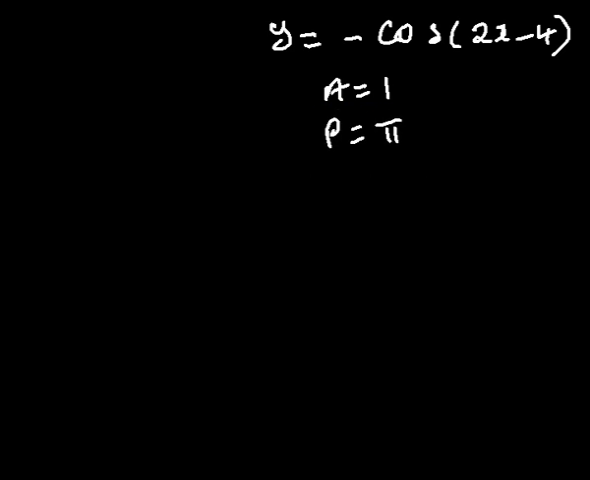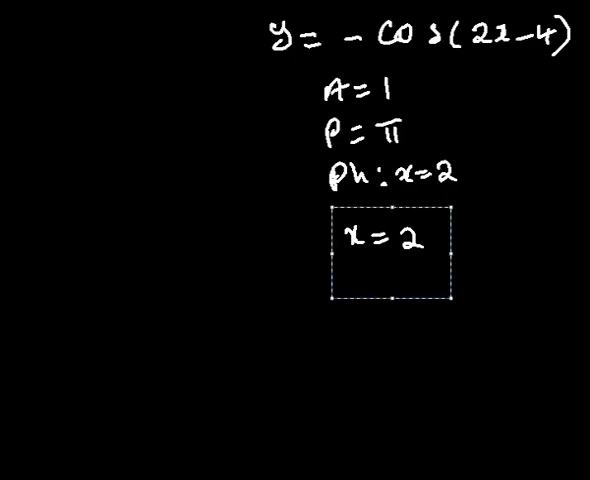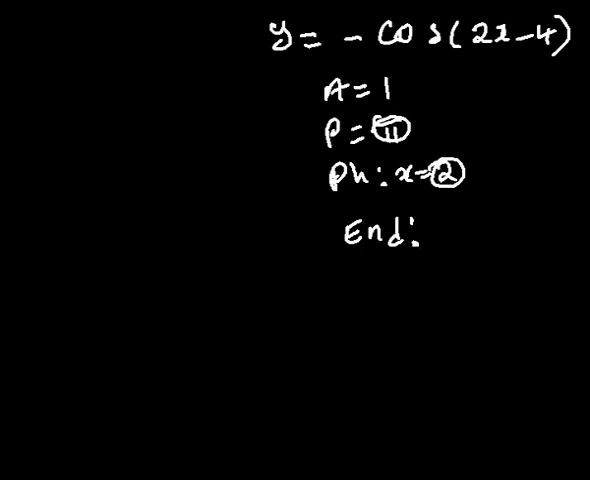And now, what is the phase shift? We have to equate 2x minus 4 equal to 0 and solve for x, so x is given as 2. That is the phase shift, x is equal to 2. And how about the ending point? Where will the graph end? The end is calculated as the phase shift plus the period, which is given as 2 plus pi. That's where the graph will end.